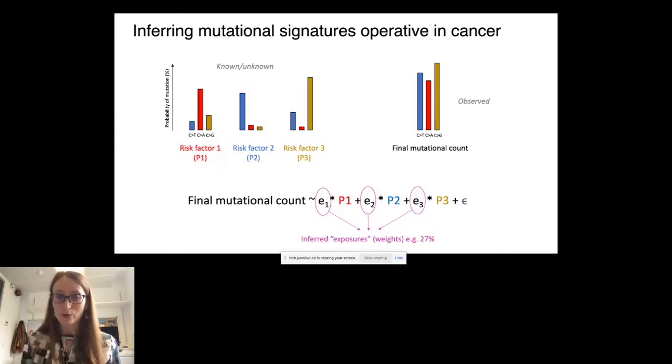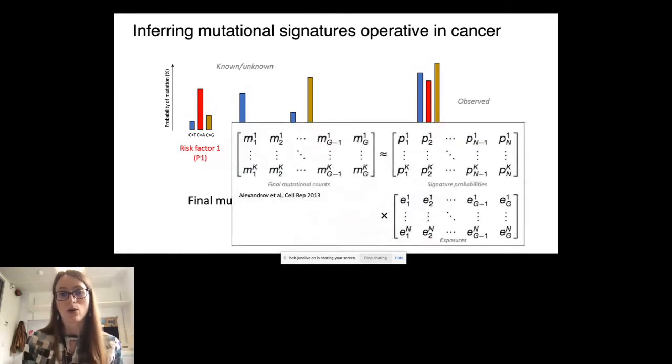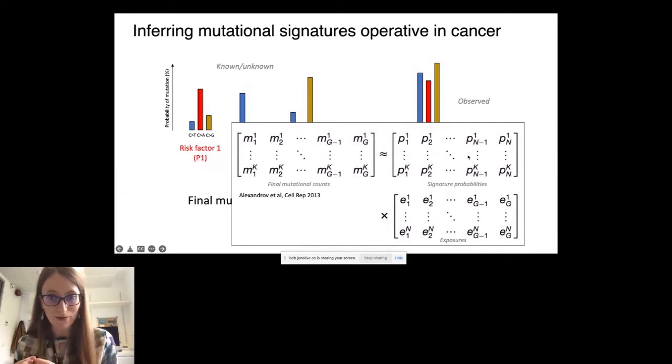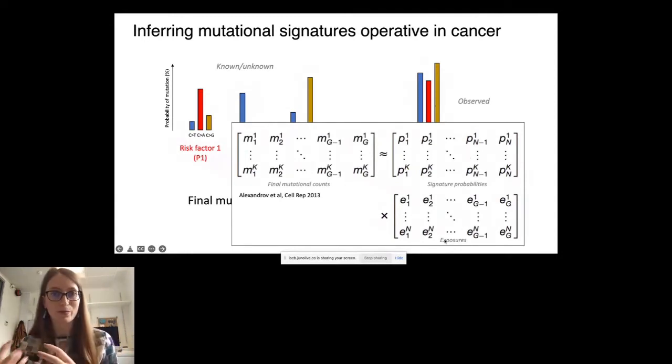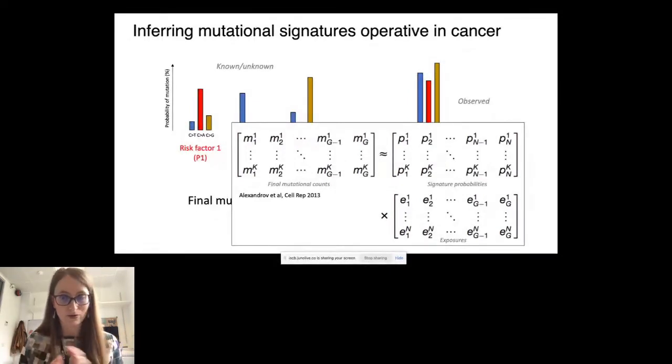When it becomes harder to solve is when you don't know the P1, P2, and P3 probabilities. In that case, what you actually have is usually a cohort of different genomes. You have the final mutational counts for all of those genomes, and then you're trying to write this equation as a product of the mutational probabilities of every single risk factor, as well as multiplied by the exposures, or the contributions of these risk factors, to individual genomes. So you do know M, but you don't know P and E. So you are trying to infer both of them.